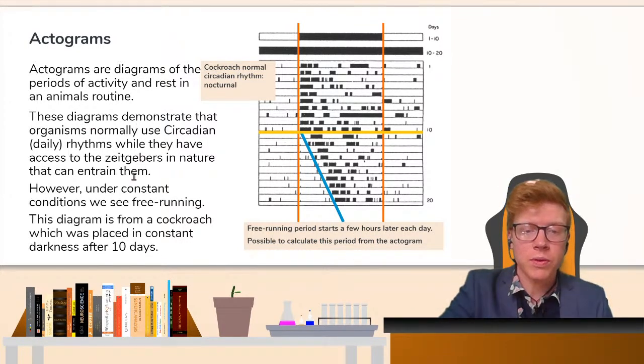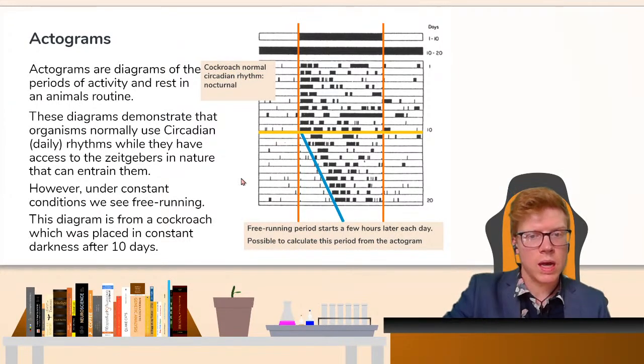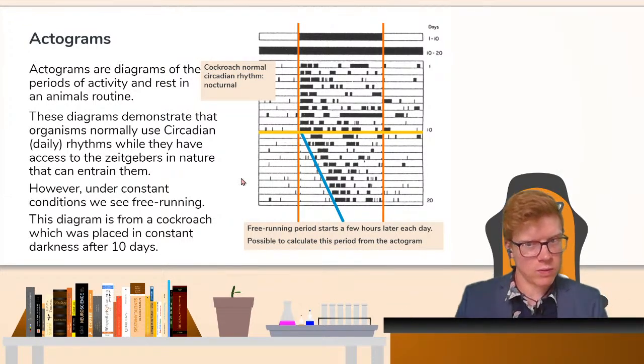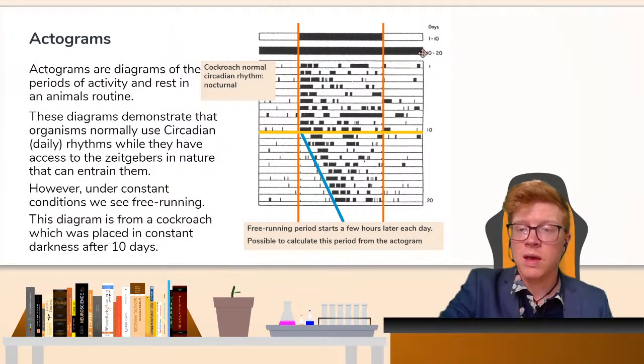What you'll also see is that under certain conditions, we see a thing called free running. Hopefully we're familiar with this at this point. That is the concept that you have an internal clock and it keeps ticking. Maybe not perfectly in tune with the environmental cue, but it still keeps ticking, and over time the two get out of phase if we don't have a mechanism to reset that clock. You can see here that after 10 days, the cockroach was placed in constant darkness. And what you see is that that clock keeps ticking.